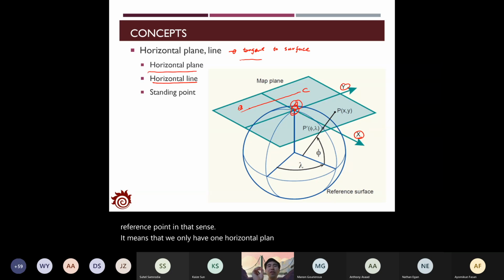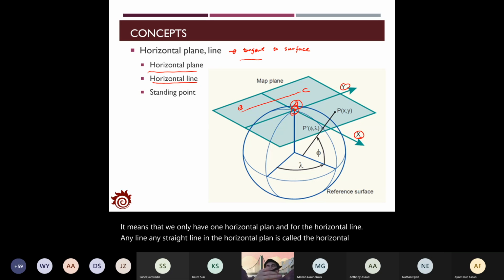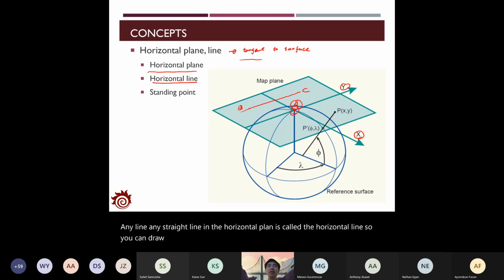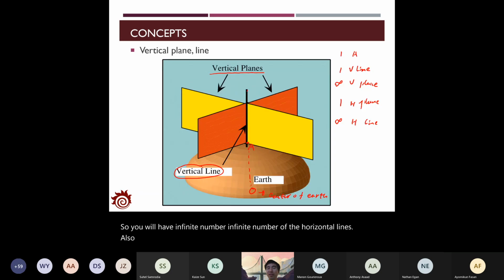And for the horizontal line, any straight line in the horizontal plane is called a horizontal line. So you can draw an infinite number of lines in the horizontal plane. So you will have an infinite number of horizontal lines. So that's the horizontal plane and horizontal line.